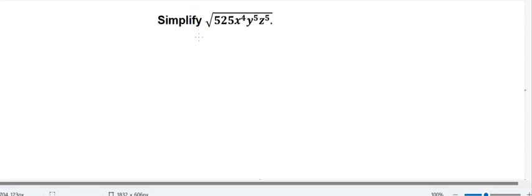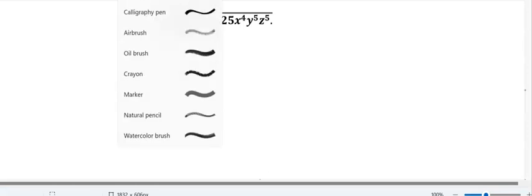So let's try this again. Simplify the square root of 525 times x to the 4th power times y to the 5th times z to the 5th.